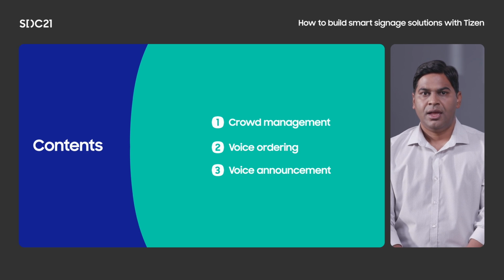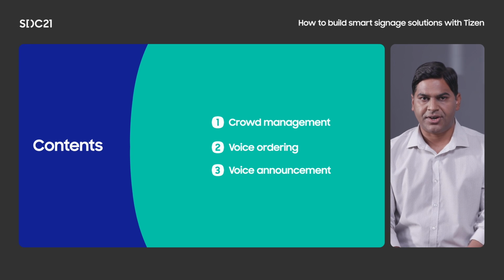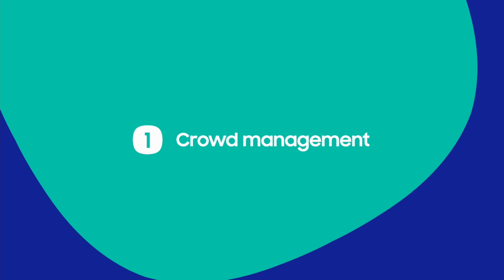To help us get back to business safely, I am here to tell you about some innovative signage solutions that you can easily implement with Tizen APIs for business. Let's get started. Today, we'll cover 3 topics: crowd management, voice ordering, and voice announcement. Let's begin with crowd management.